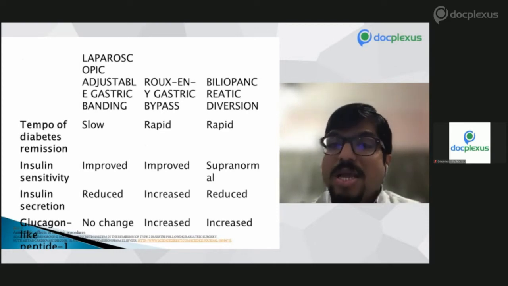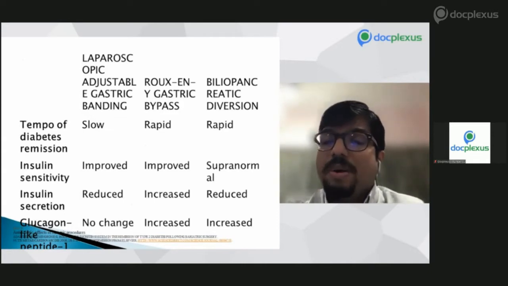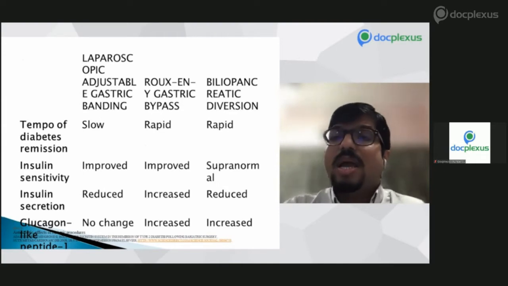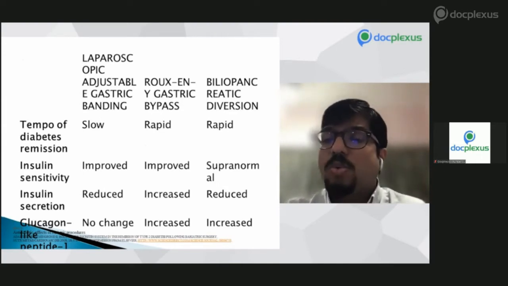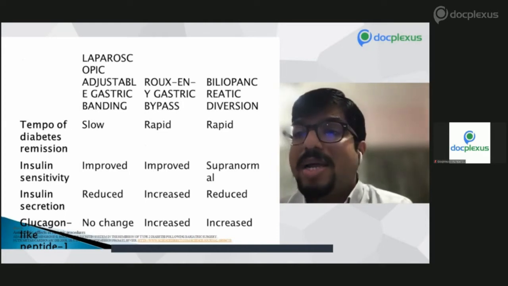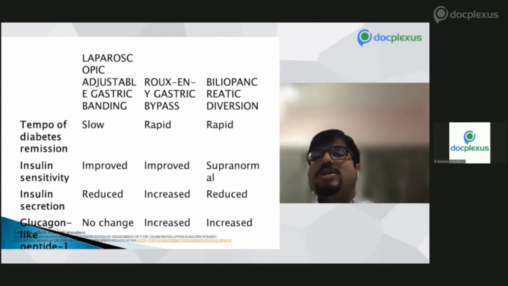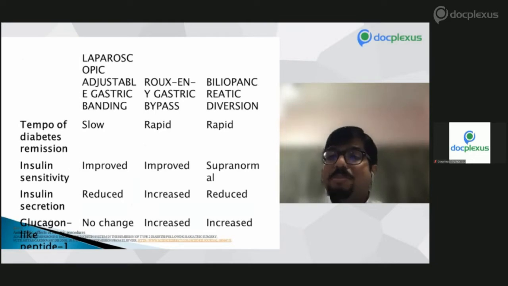The glucagon-like peptides have no change in laparoscopic gastric banding, let's call it, and there is an increase in the glucagon-like peptides in the Roux-en-Y and in the biliopancreatic diversion. Peptide YY has no change in the laparoscopic adjustable gastric banding, whereas it increases in the Roux-en-Y and in the biliopancreatic diversion, and the glucose-dependent insulinotropic peptide has no change or is reduced in all three of them. This clearly suggests that the possibility of bariatric surgery causing weight loss and diabetes reversal is much higher with the Roux-en-Y as compared to gastric banding surgery.